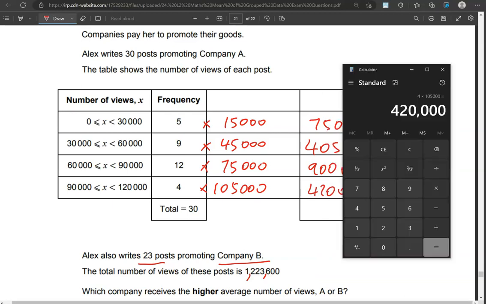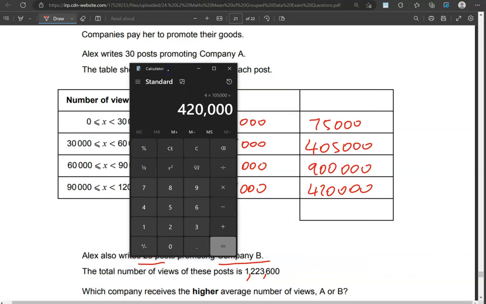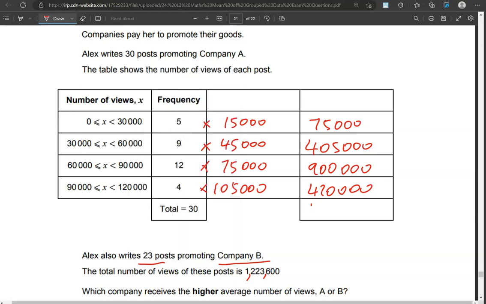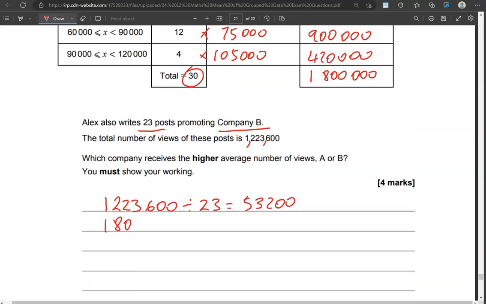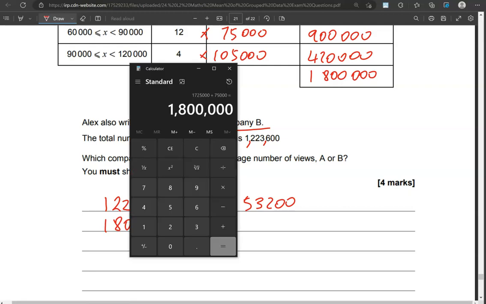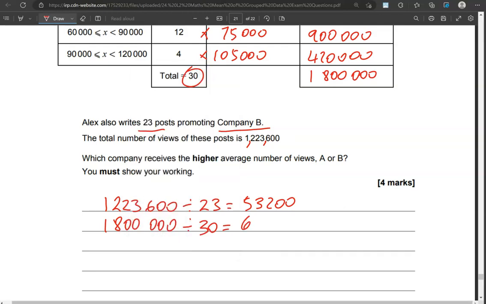So working out the total for all of these, 420,000 at 900,000 at 405,000 at 75,000 gives us 1,800,000, which we're going to divide by 30. And that is 60,000 on average.